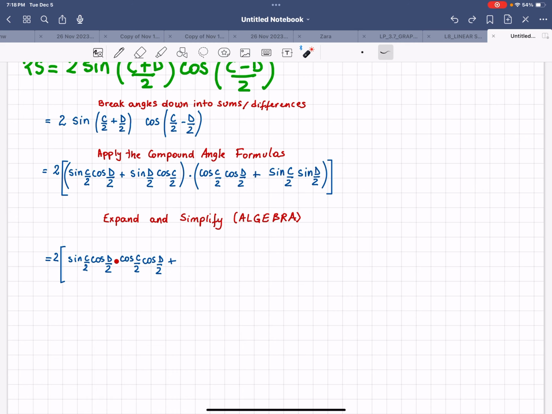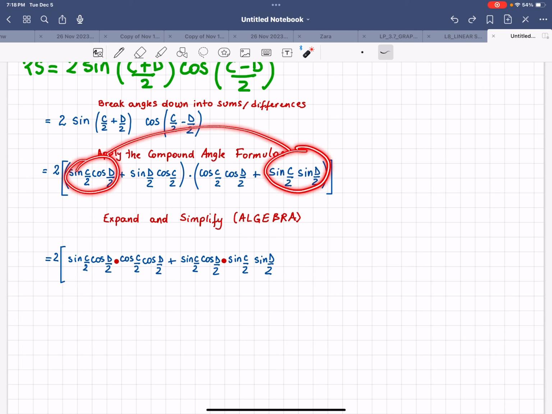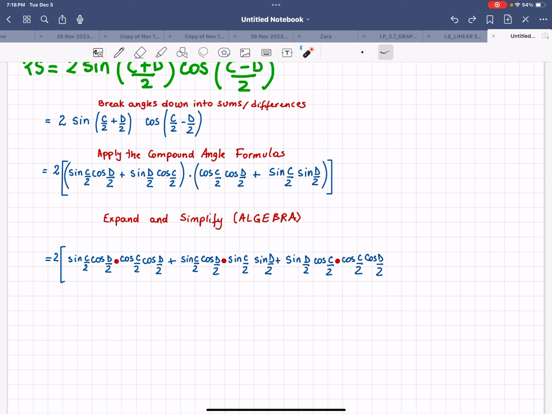Next, we have sine C over 2 cos D over 2 multiplying sine C over 2 sine D over 2. So this and this together. So the O, the letter O. Next, we have sine D over 2 cos C over 2, that is multiplying cos C over 2 cos D over 2. So these two together. So these are the inside terms.